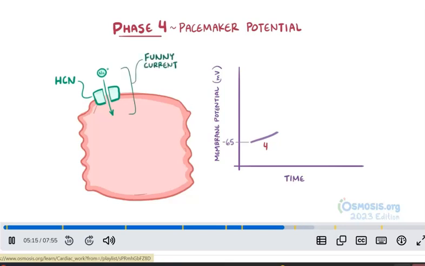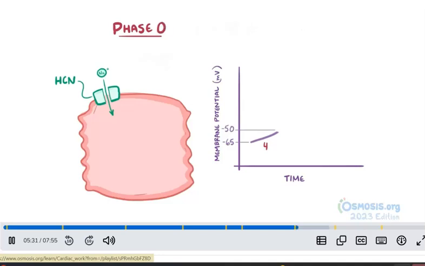Anyways, as those sodium ions flow through the HCN channels, in other words, as the cell becomes more permeable to sodium, the membrane potential starts to depolarize slowly, or drift upwards all the way to about negative 50 millivolts. Now, after phase 4 is phase 0, and this phase is known as the depolarization phase, even though the cell was slowly depolarizing in phase 4.